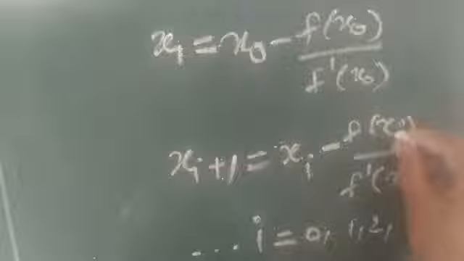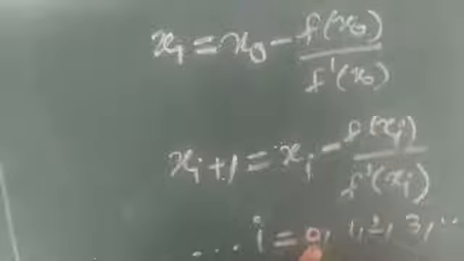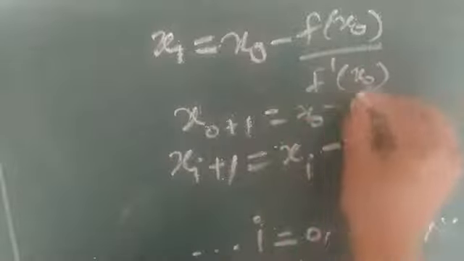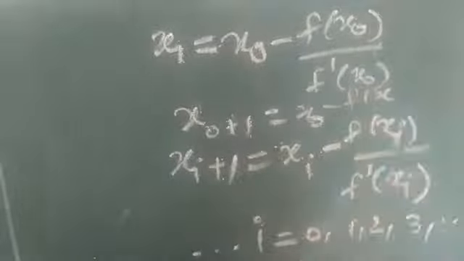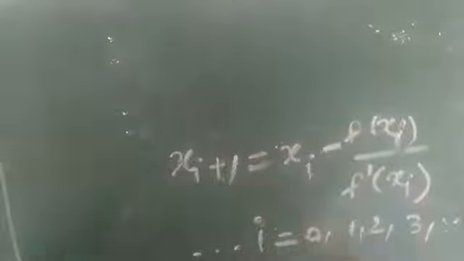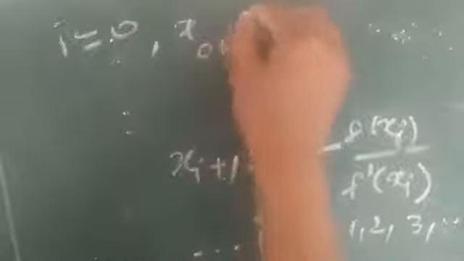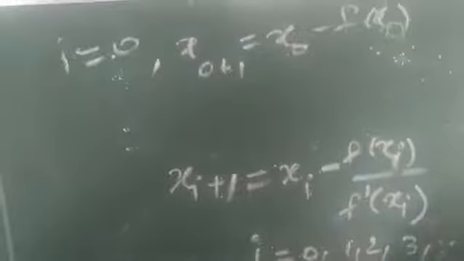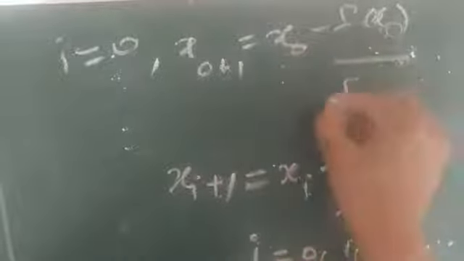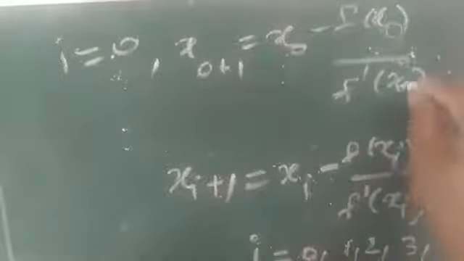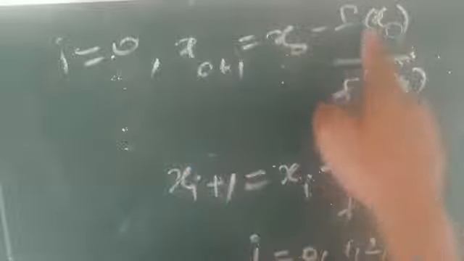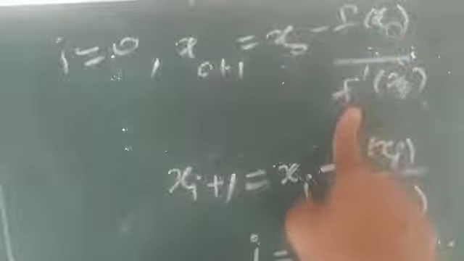That means wherever there is i, we put 0. Therefore we get x(0+1) = x0 - f(x0). See here, for i = 0 we get x(0+1) = x0 - f(x0) / f'(x0). So from this we get x1 = x0 - f(x0) / f'(x0).